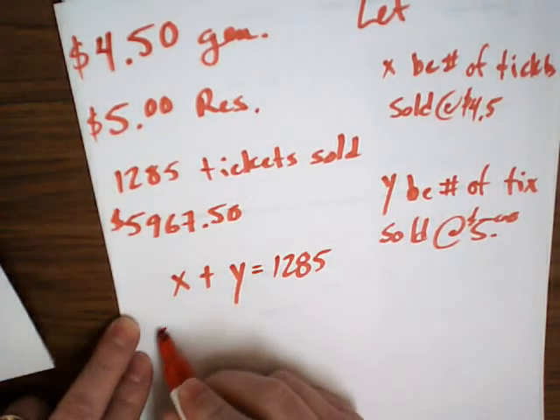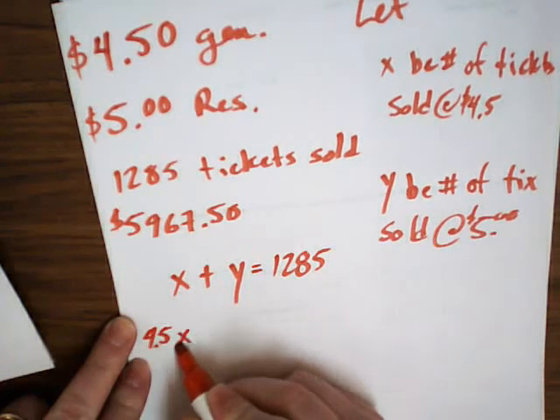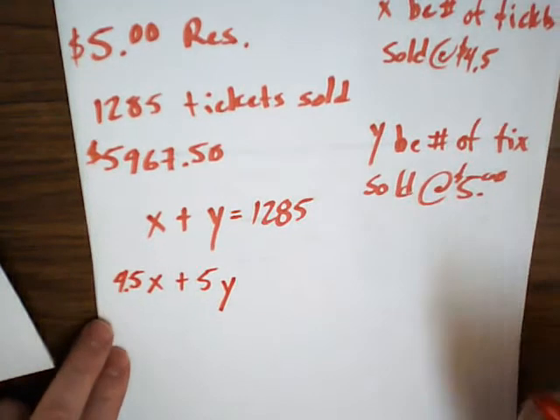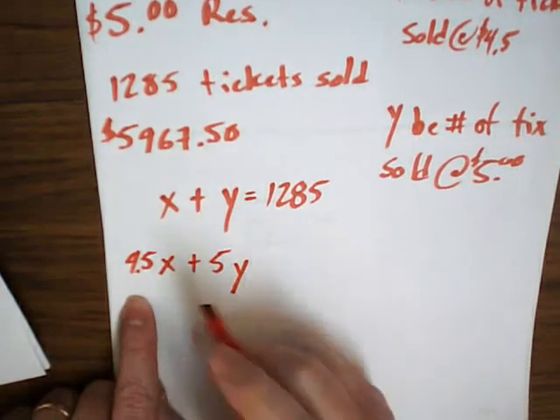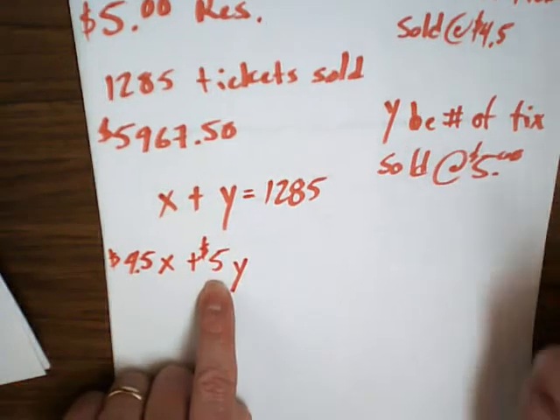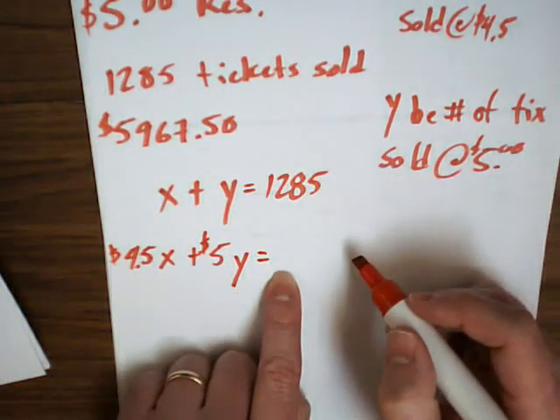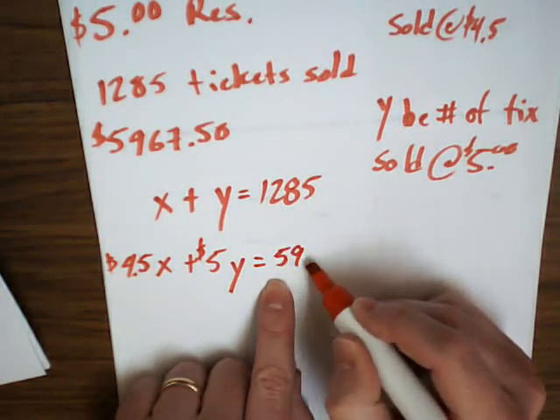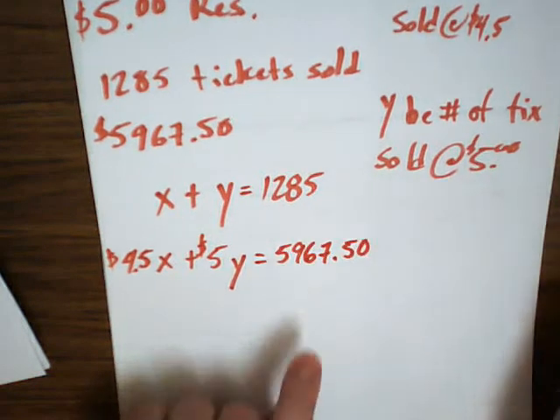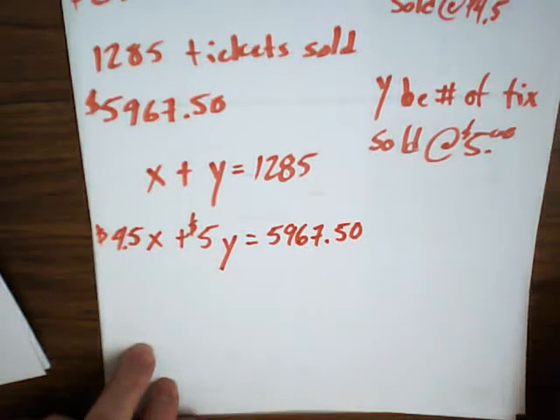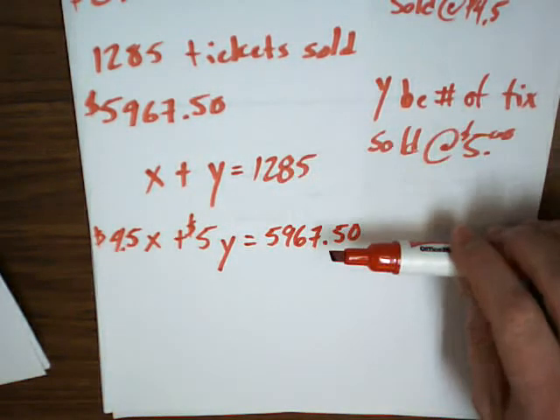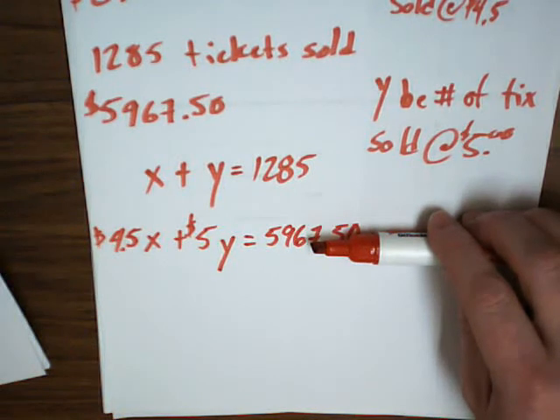So if 450 goes with X, and then $5 goes with Y, now I'm starting to talk about money. This is money, and this is money, so it has to equal money. So there's where I get my two equations. The top one has to deal with tickets, the bottom has to deal with money. Okay?